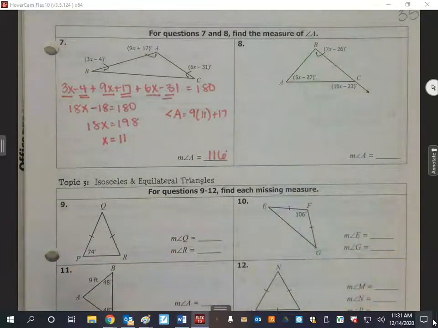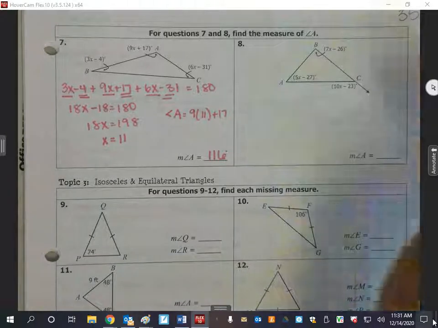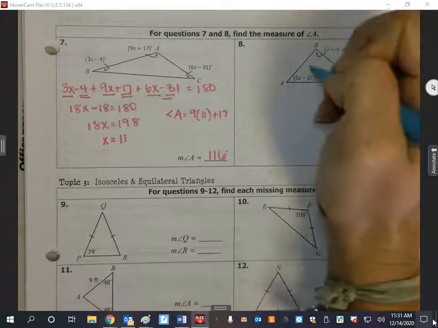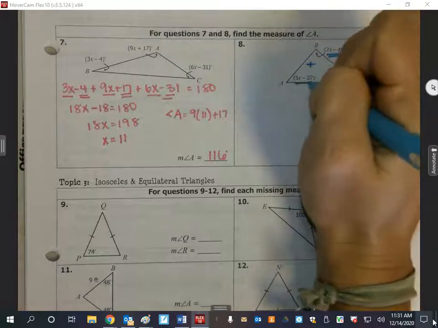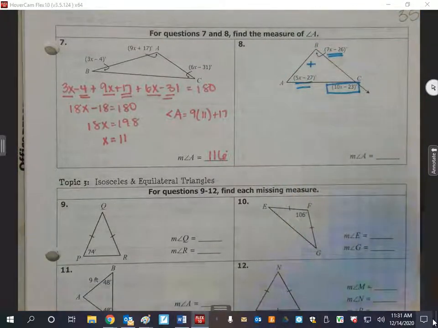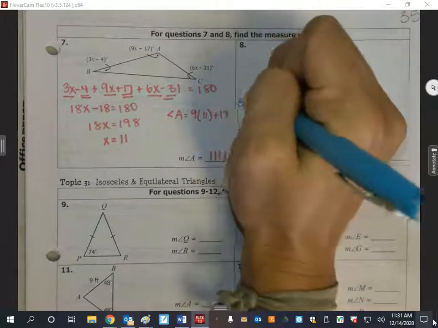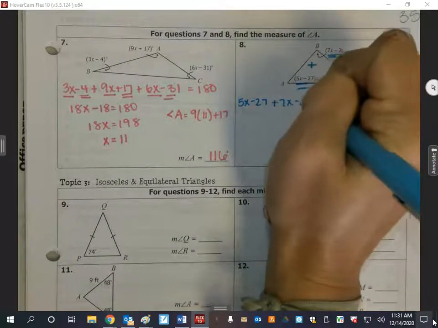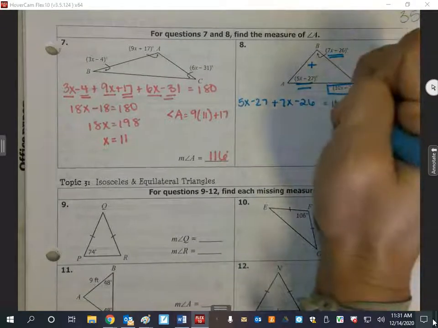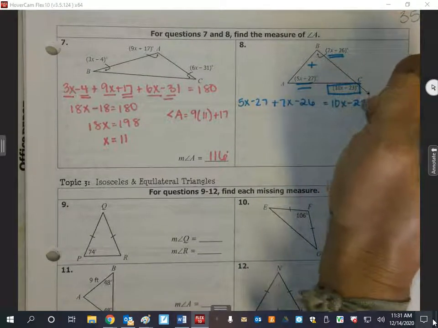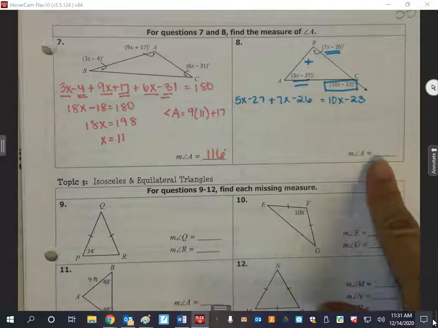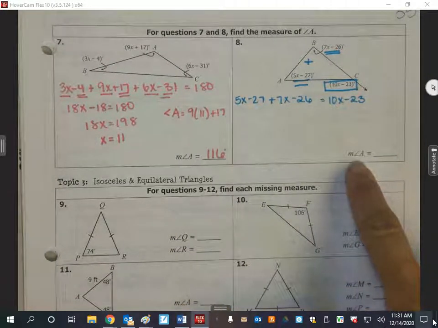All right, take a look at number 8. Again, we have the outside angle, and the outside angle is equal to the remote two inside angles added together. So that means that 5x minus 27 plus 7x minus 26 is equal to 10x minus 23. Go ahead and find what x is, plug it back in, and find the measure of angle A.